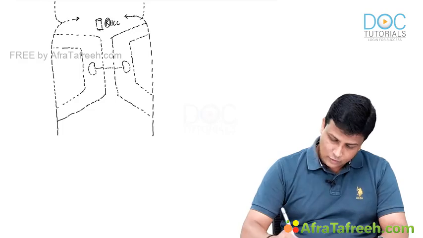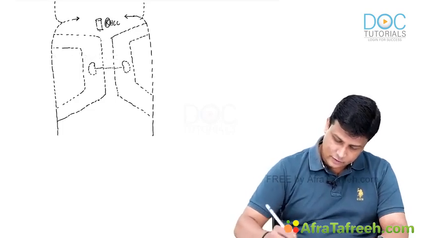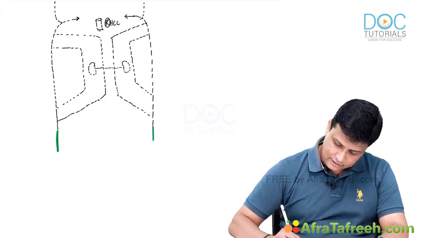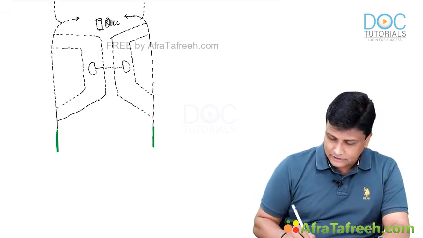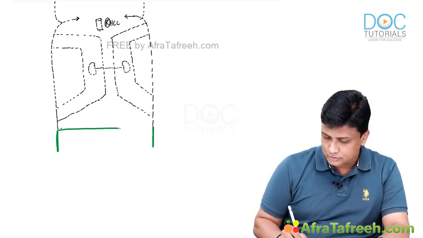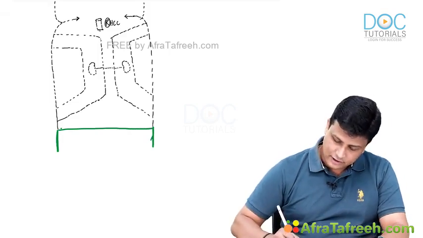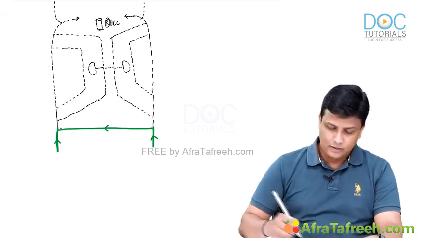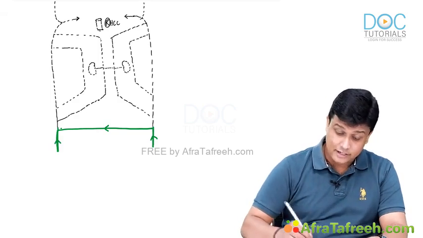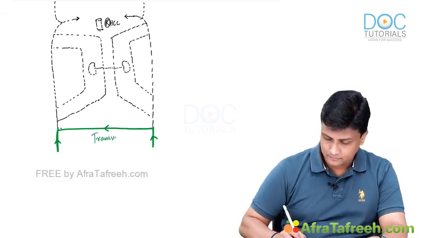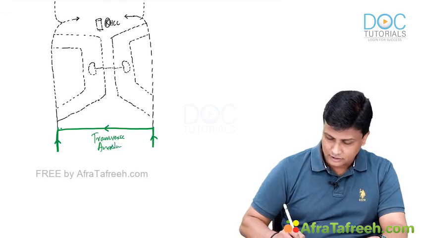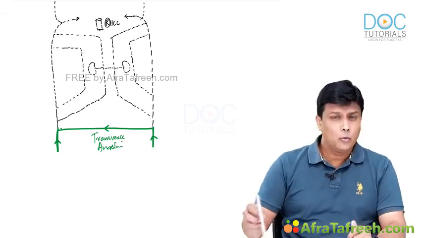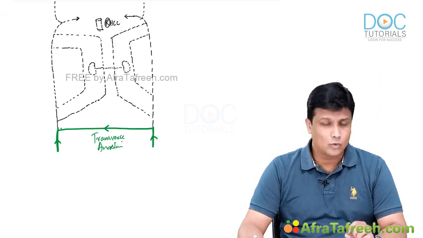Let's see how. So what is happening over here is, for example, if this one will be the right posterior cardinal vein and this is the left posterior cardinal vein, and between these two there is a formation of anastomosis. So because of this transverse anastomosis, the blood is shunting towards the right here. So what is the name of this one here? This one is nothing but your transverse anastomosis. And because of this transverse anastomosis, the blood from the left side is coming towards the right.